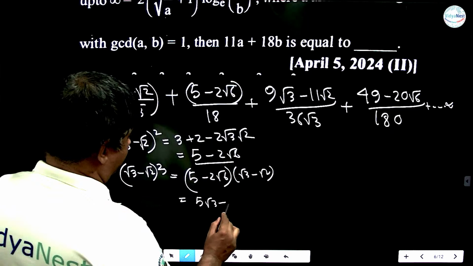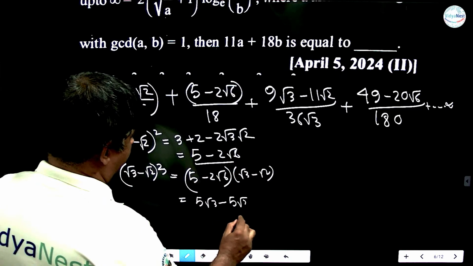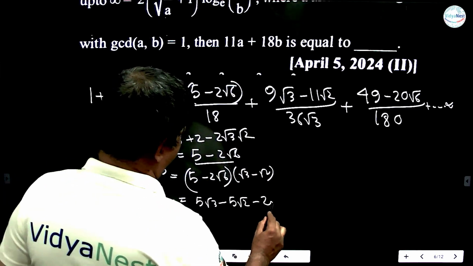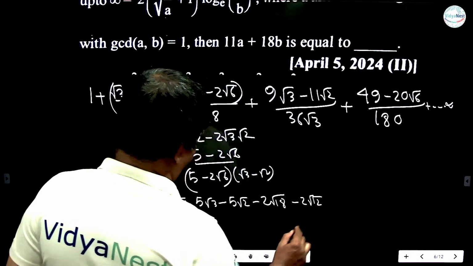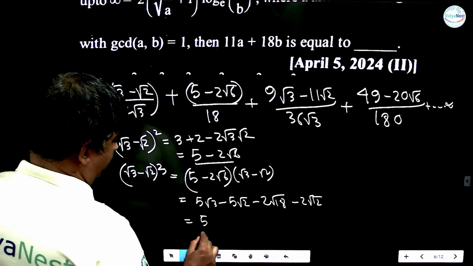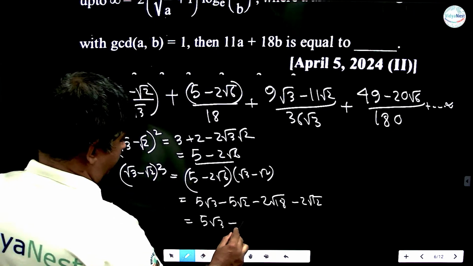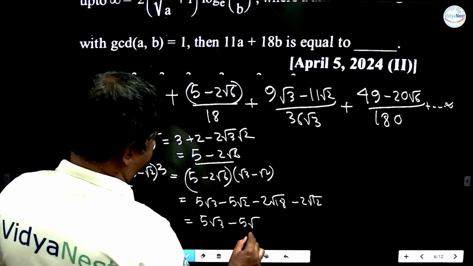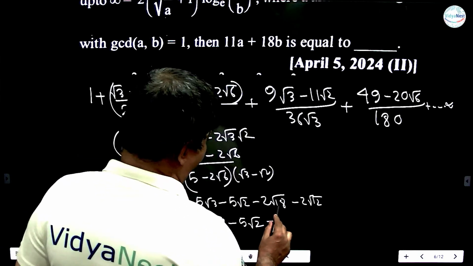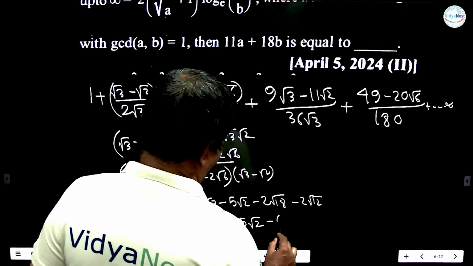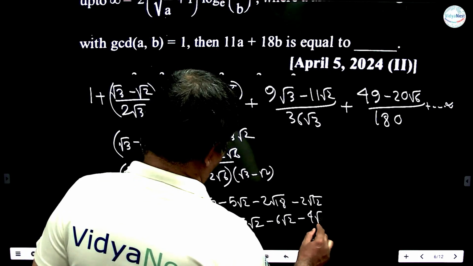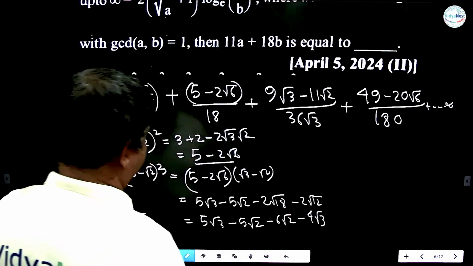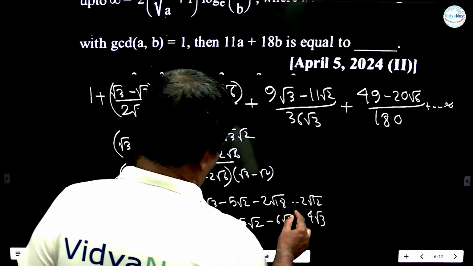5 root 3, 5 root 2, 2 root 18, 2 root 12, 5 root 3, 5 root 2. Root 18 means 6 root 2, 4 root 3. Sorry, there is a plus sign.